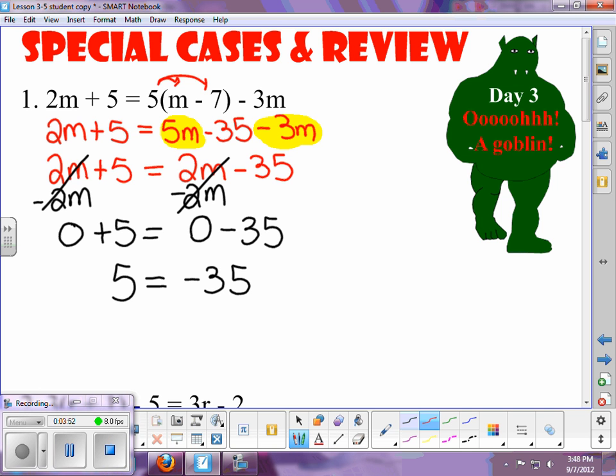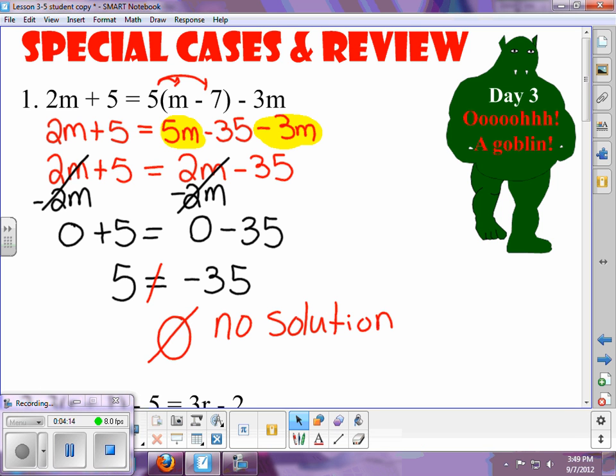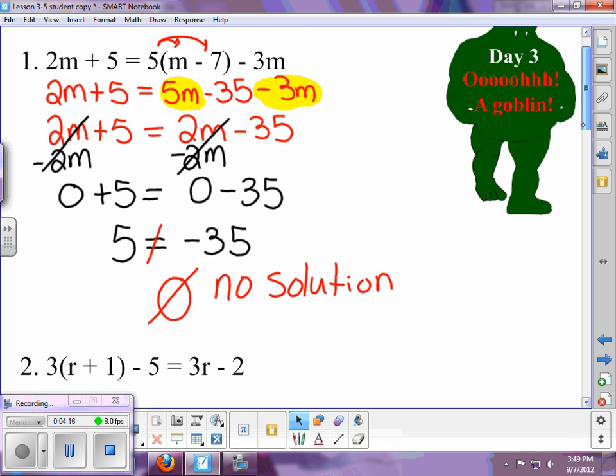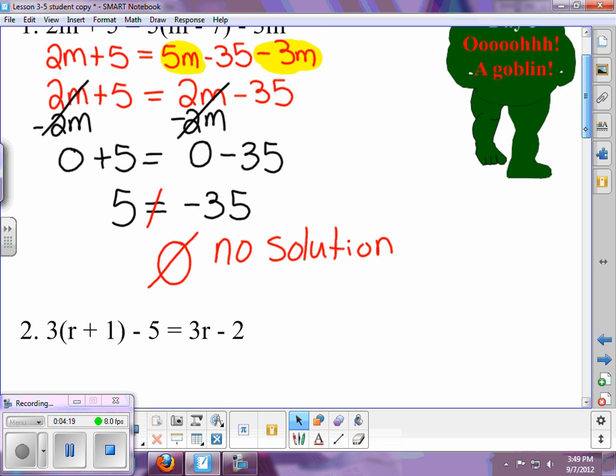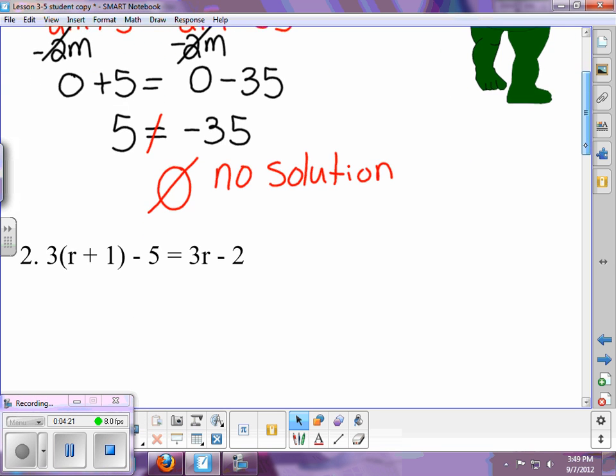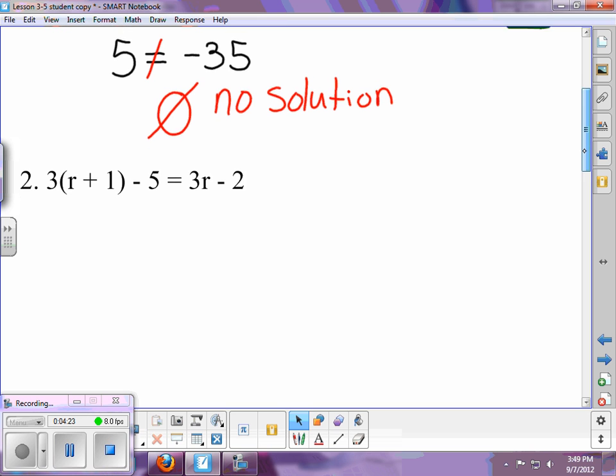Did we know that was going to happen from the beginning? No, it just happened. So, is this true or false? False. 5 does not equal negative 35. And because it is false, that means our answer is no solution. And again, the thing about these special cases is I don't recognize that it's going to be a special case when I see the problem. It just looks like any old normal problem to me.